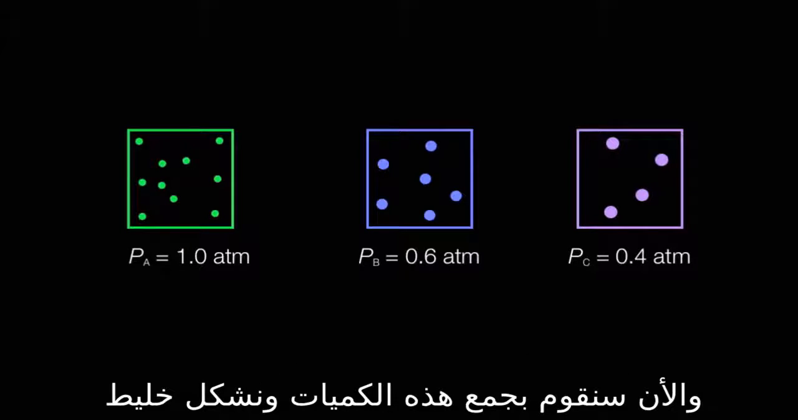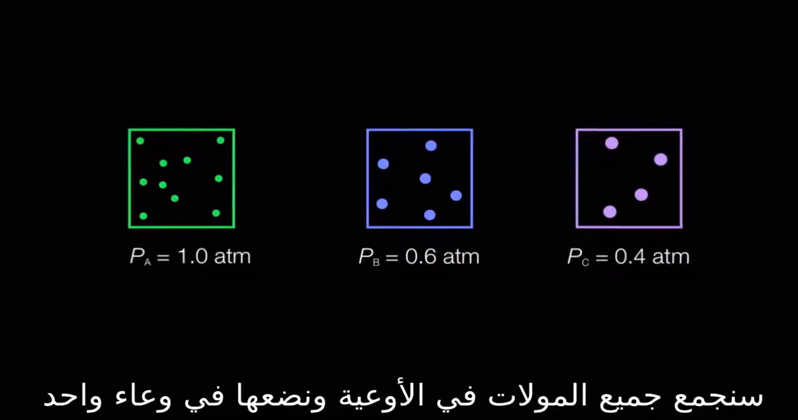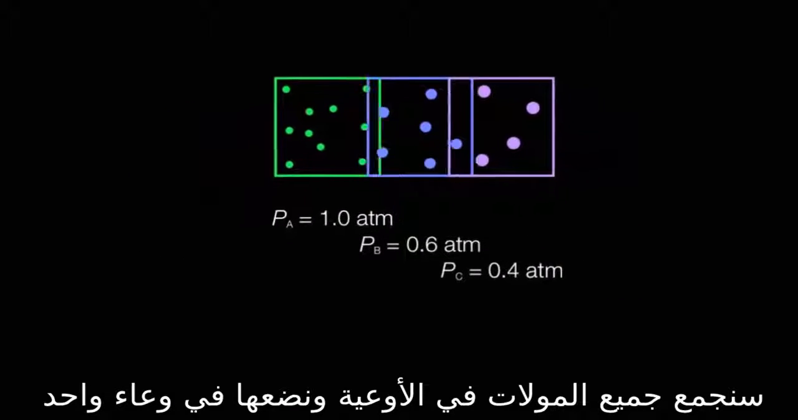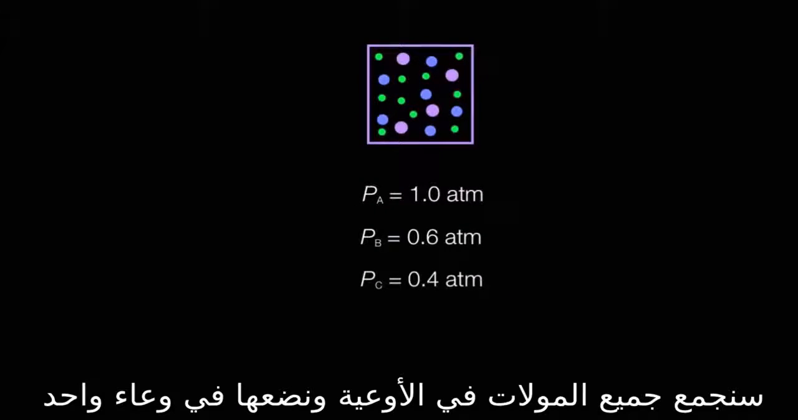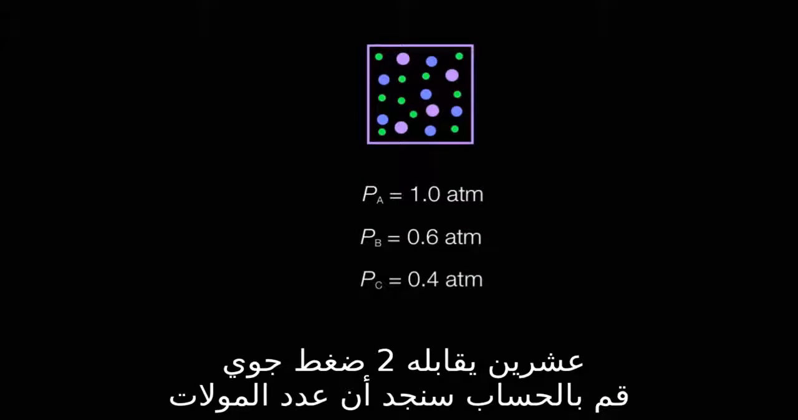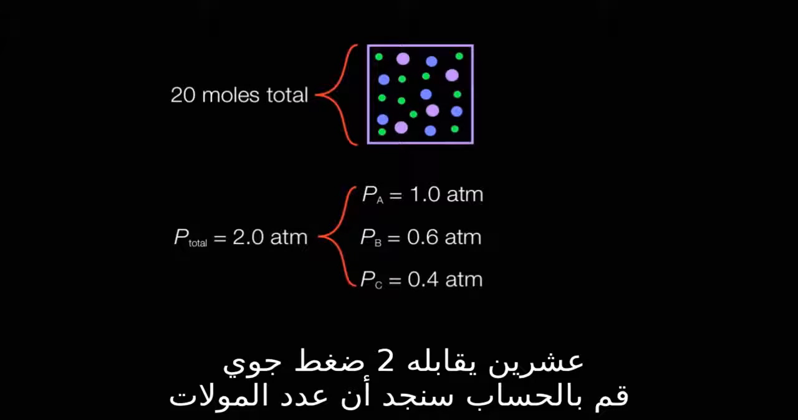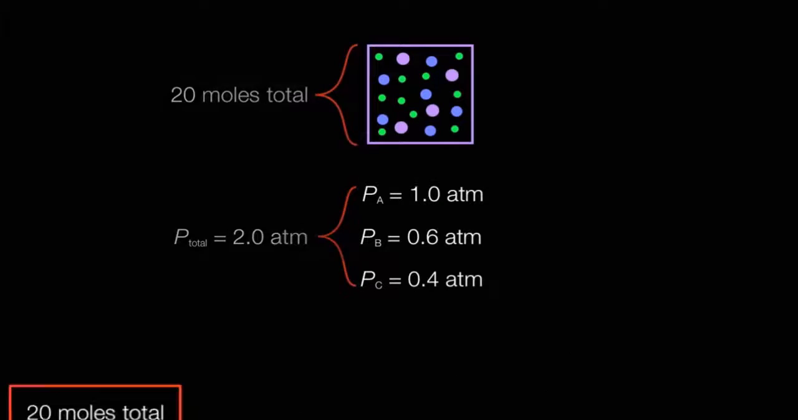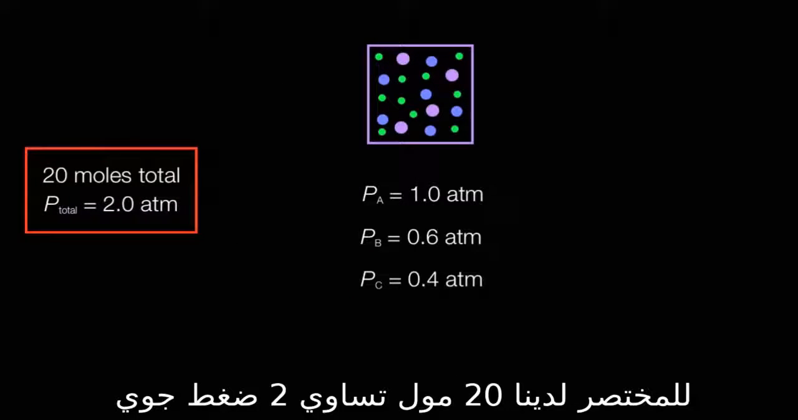And now we're going to combine these amounts and make a mixture. So we're going to take each of these 3 containers and now push all those moles together into 1 container. It's easy to do the math. We now have 20 total moles in the container, and turns out that the pressures add up in the same exact way, and we get 2.0 atmospheres of pressure in the container. So to summarize, we've got 20 moles total. We've got 2 atmospheres of pressure.